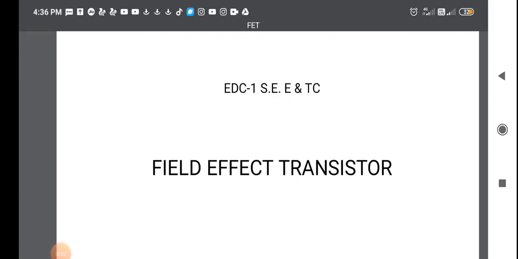Field effect transistors are one of the essential components in the field of electronics. They have their own advantages over conventional bipolar junction transistors because of their small size.